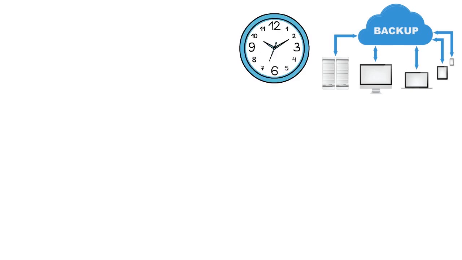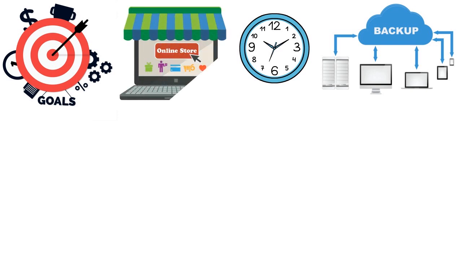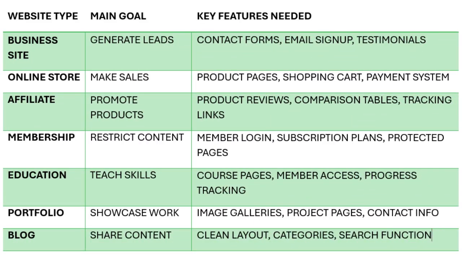Okay. So before you do anything, define your website goal, because the goal of your website will determine what kind of WordPress setup you want to have. Whether you have a business site, an online store, an affiliate, a membership site, an education website, a portfolio website, or a blog. I'm showing you on the screen here a short recap. You can see this on the screen by website type, the main goal, and the key features that you need.